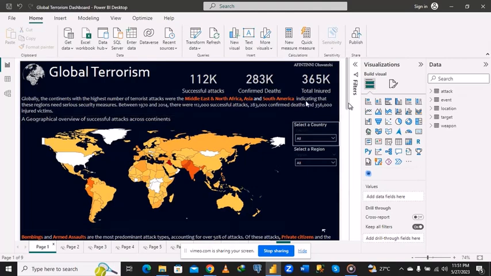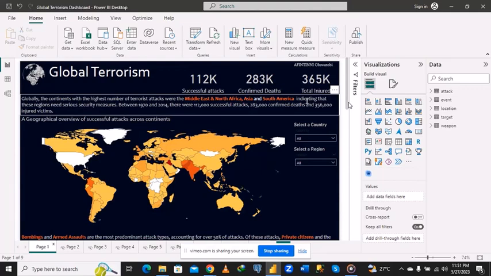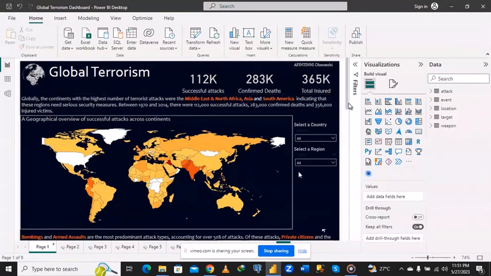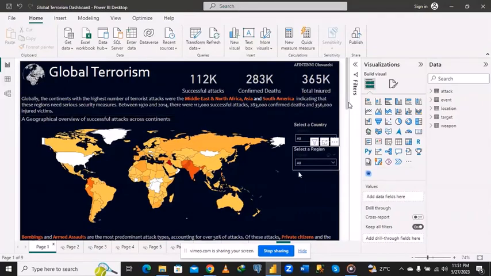The insight generated from this visual showed us that the Middle East and North Africa, Asia and South America are the top three regions that recorded the highest number of terrorist attacks across the years. And to interact with this visual, we can see here that we could clearly select the region from our filter here. Okay, so let's see for Middle East. We want to click on Middle East here. It should show us the countries in the Middle East.